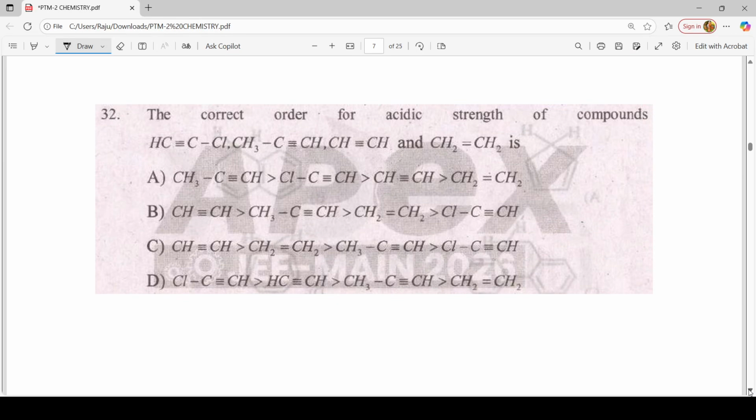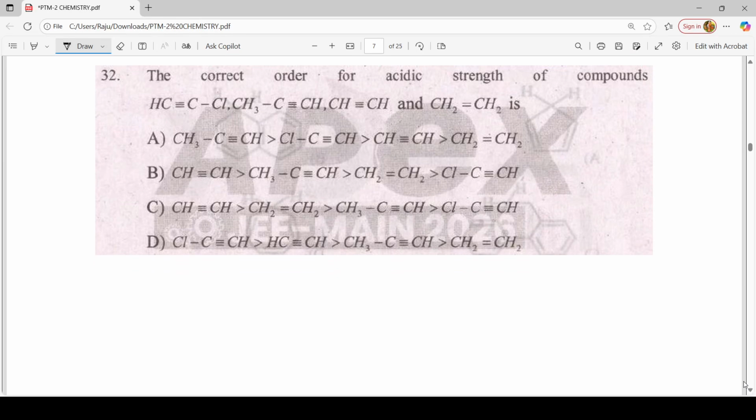Next, the correct order of the acidic strength of the compounds. Students, here there is an alkyne and an alkene, and for the alkyne, how many acidic hydrogens are there, and minus I groups are attached? What is the relation between the percentage of S character and electronegativity? The percentage of S character is directly proportional to the electronegativity. This is directly proportional to the acidic character.